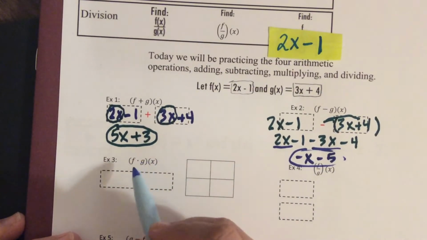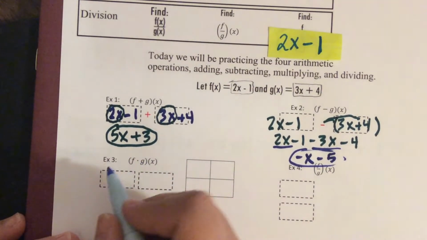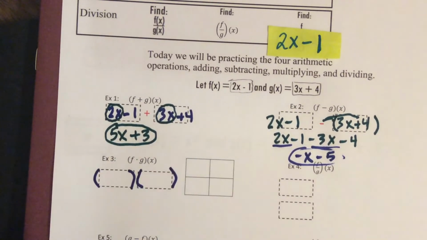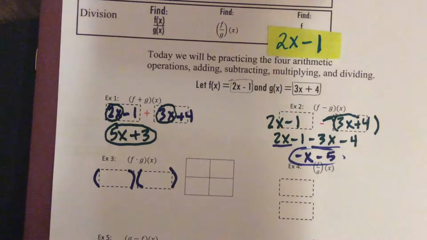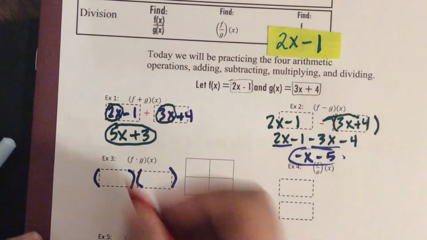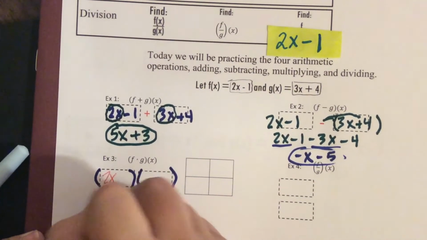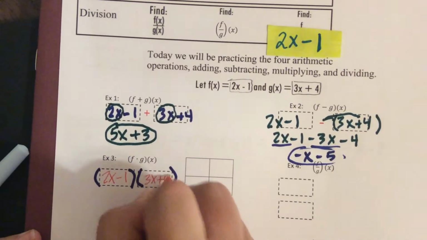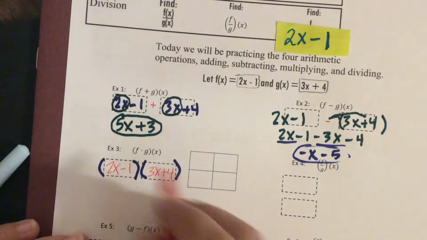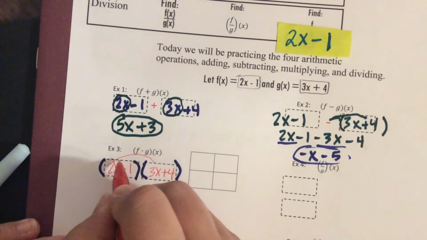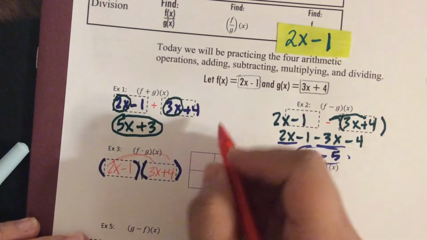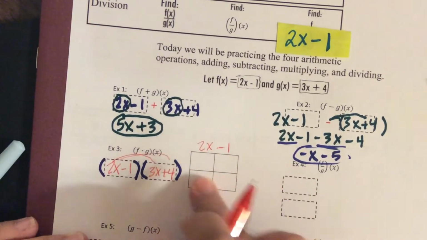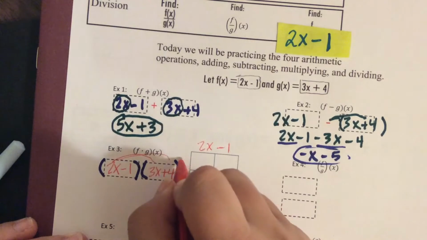Here we have f times g of x. So we're going to put parentheses to indicate multiplication, and we're going to put in 2x minus 1, and then g is 3x plus 4. Now you can FOIL, first, outer, inner, last, or you can use the box method. I have my little 4 squares right here so that I can use the box method.